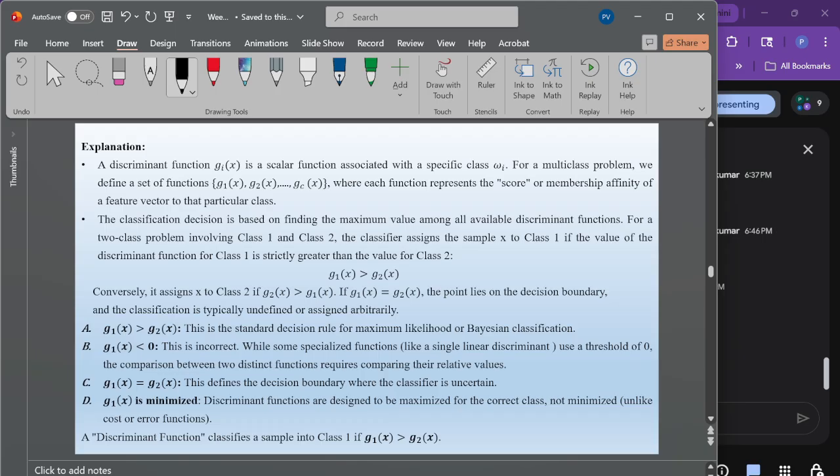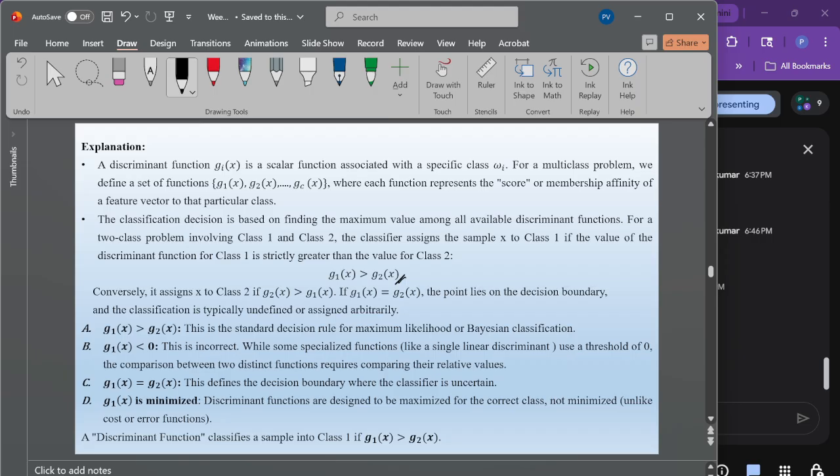The classification decision is based on finding the maximum value among all available discriminant functions. So for a two-class problem involving class 1 and class 2, the classifier assigns a sample x to class 1 if the value of the discriminant function for class 1 is strictly greater than the value for class 2, that is g1x greater than g2x, and conversely it is assigned to class 2 if g2x is greater than g1x. If g1x is equal to g2x, the point lies on the decision boundary, and the classification is typically undefined and assigned arbitrarily in that case.